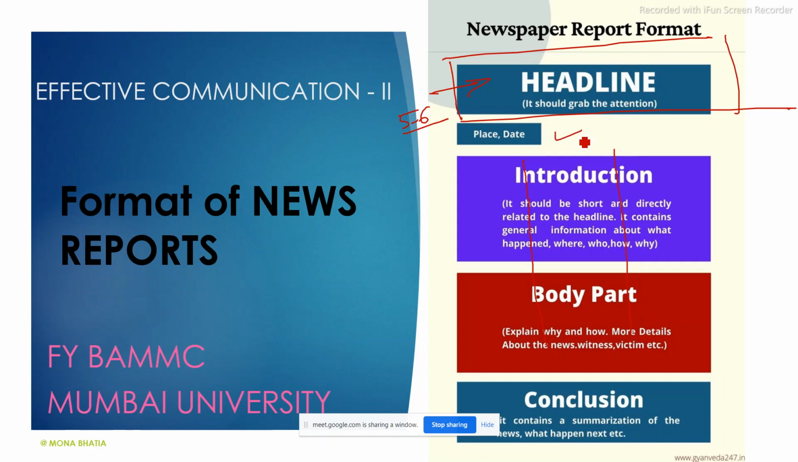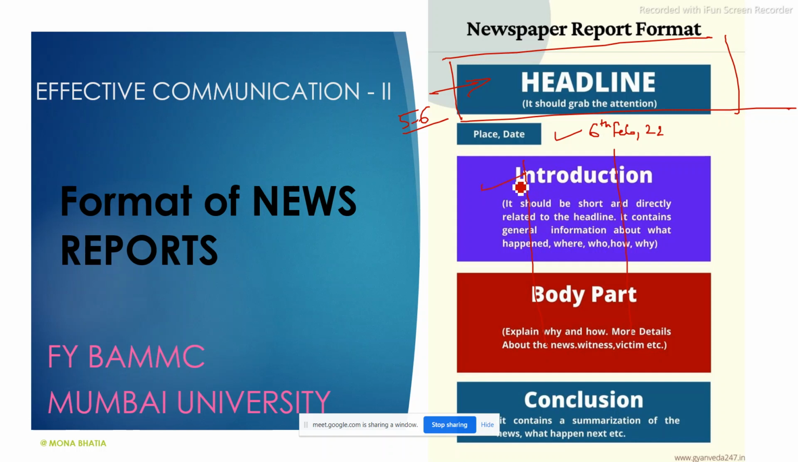And this place and date is very important, as I mentioned. And there are different formats. Some newspapers follow the format of writing 6th February and comma 22, like this. Okay, so there are different formats of writing the newspaper date.